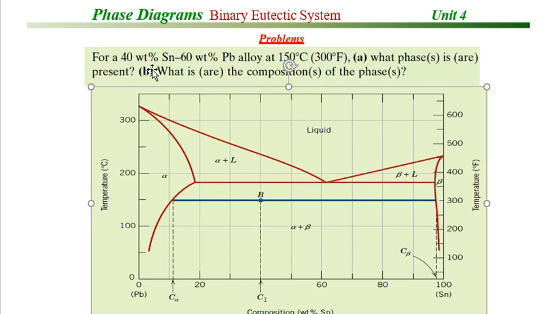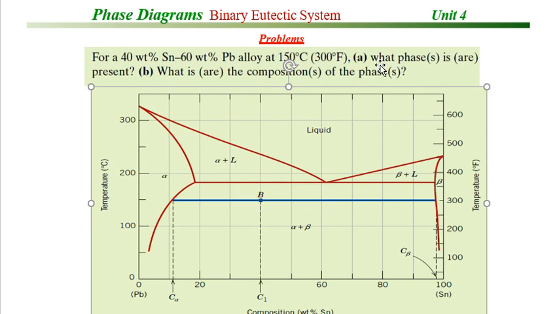Or go with the case of tin also, you are having 100% tin, 90% tin, 80% tin, 70% tin, 60% tin, 50% tin and 40% tin. So whatever the case is, you will obtain this point, and at 150 degrees Celsius you will mark one point here. So you marked one point which is indicated by B here.